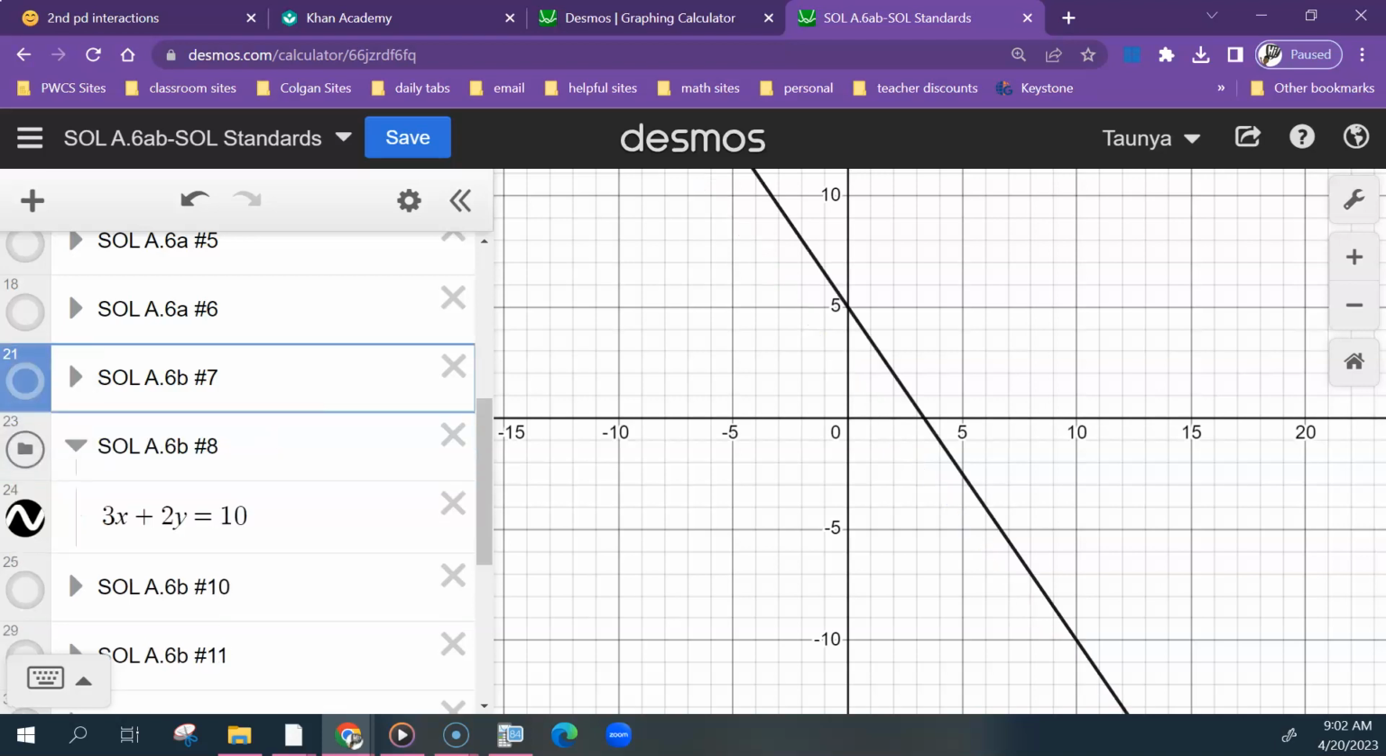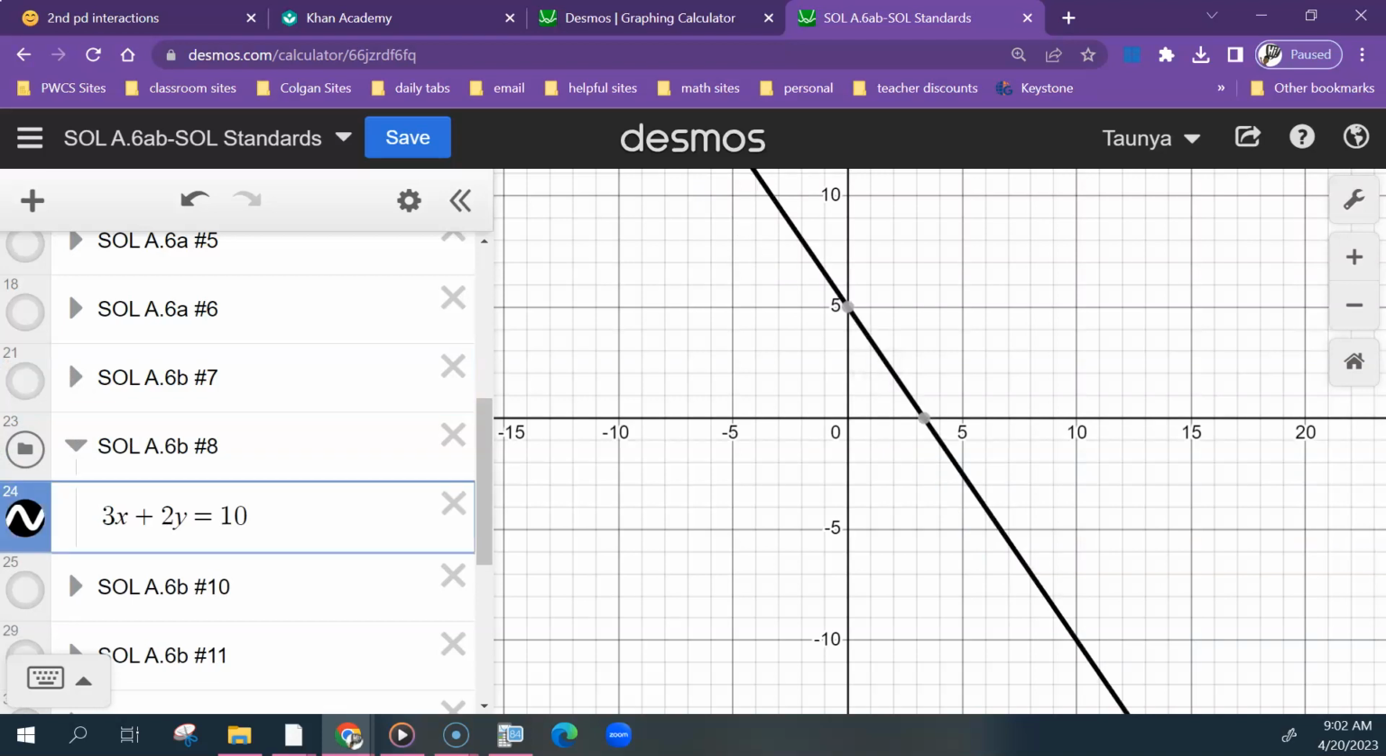Same thing for 8. You're looking for 2 points. So you could count your slope or use your x and y intercept.